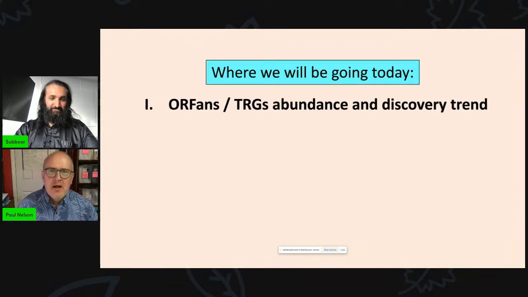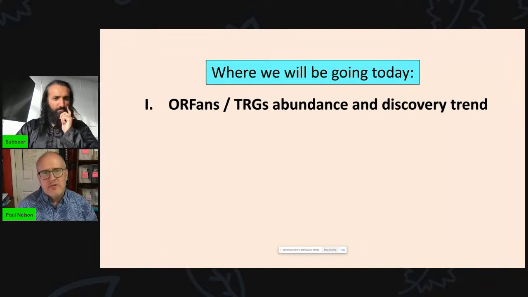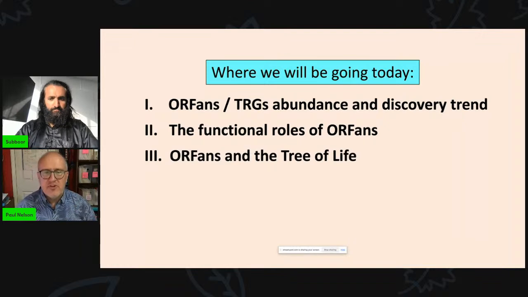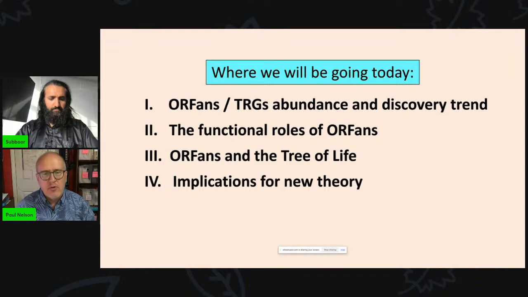All right. Quick overview. We're going to look at the trends in discovery of orphans and TRGs, taxonomically restricted genes is what that acronym stands for. How abundant are they? Where do we find them? Then we'll look at the functional roles of orphans. And this is a progressive outline in the sense that 1 bears on 2, 2 bears on 3, which is orphans in the tree of life. And then they all bear on 4, which is implications for new theories. So that's where we'll end up.